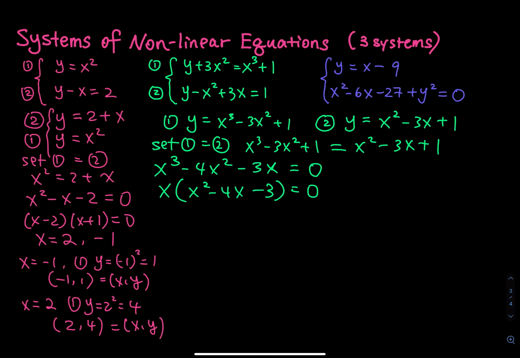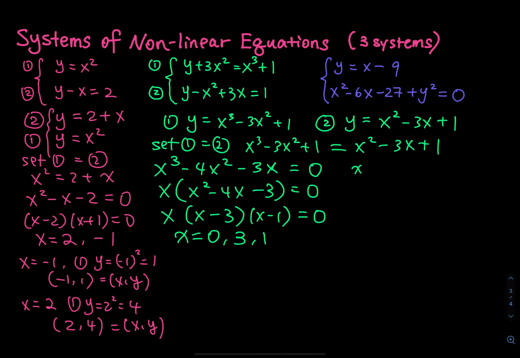Factor the quadratic equation. You have what? You have x minus 3 times x minus 1 equals 0. So we have x equals 0, x equals 3, and x equals 1.